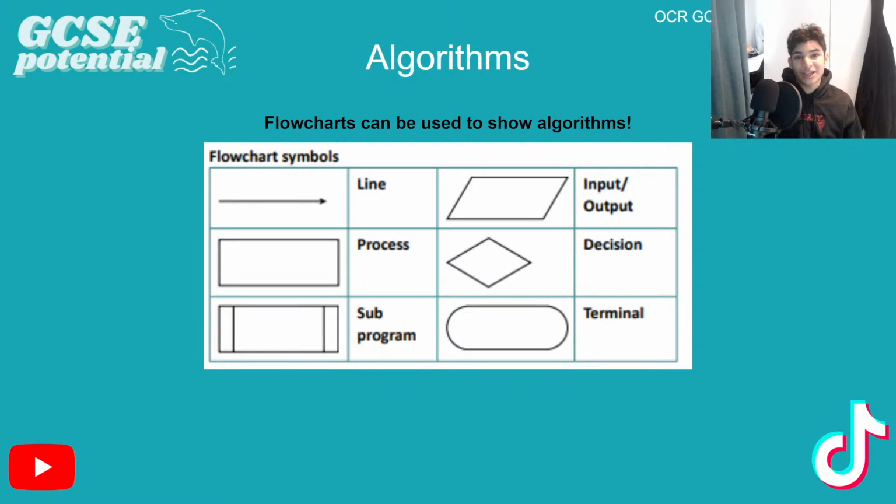Cool. We need to know how to make flowcharts. So they might ask you in a 6 marker or a 5 marker to make a flowchart for something. These are the specific symbols that you need to use. So line is showing the flow of data, or the flow of the flowchart.